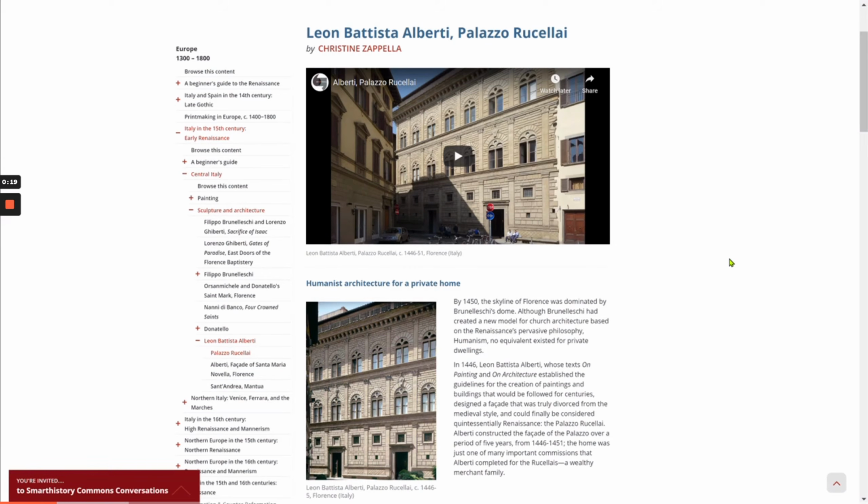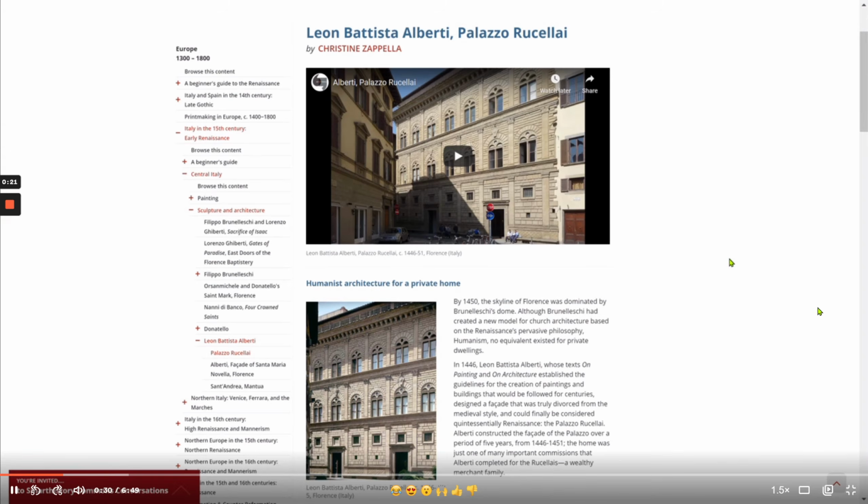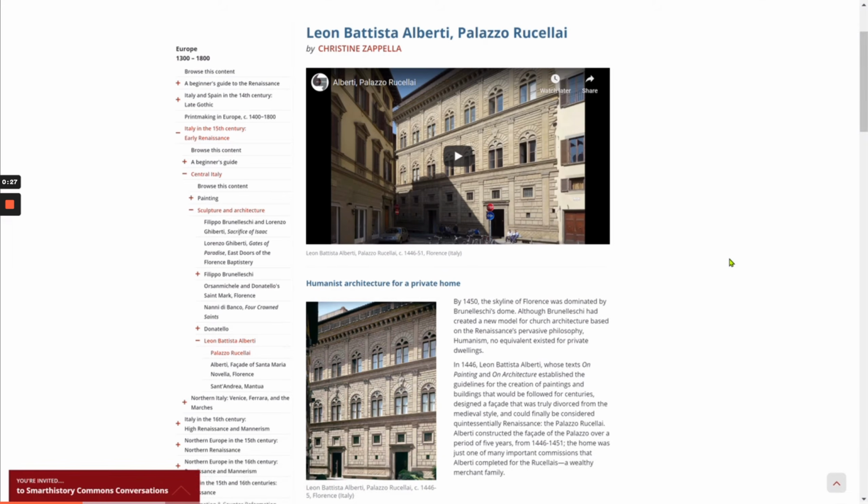for private dwellings. In 1446, Leon Battista Alberti, whose texts on painting and on architecture established the guidelines for the creation of paintings and buildings that would be followed for centuries, designed a facade that was truly divorced from the medieval style and could finally be considered quintessentially Renaissance, the Palazzo Rucellai.